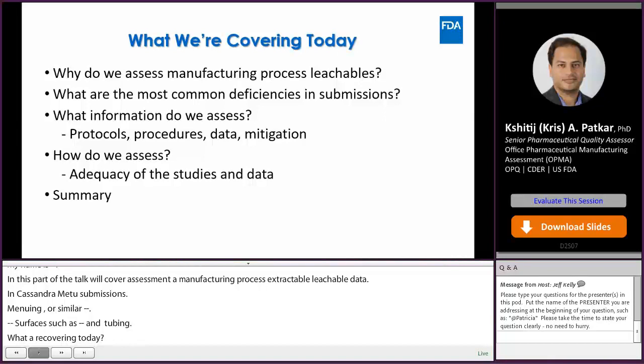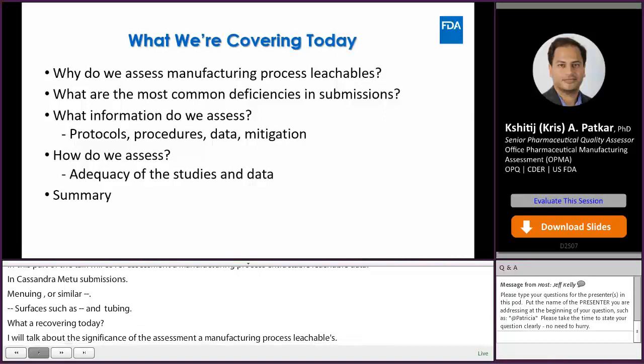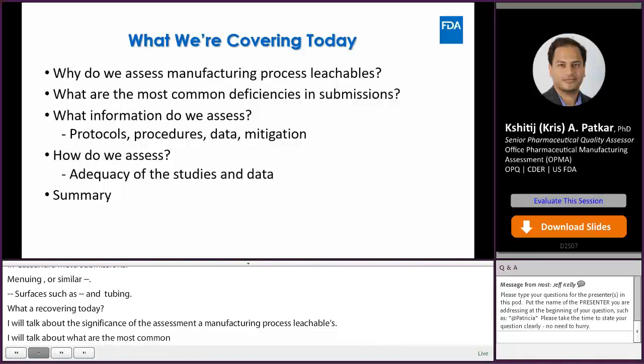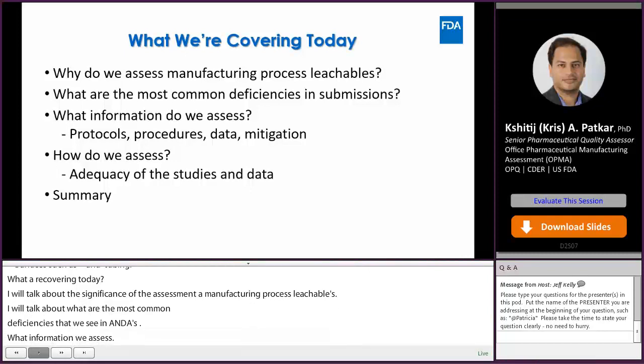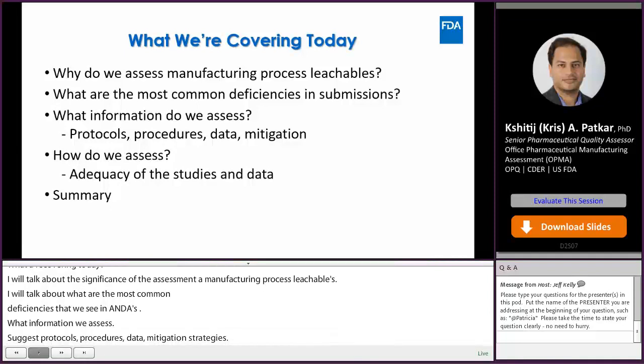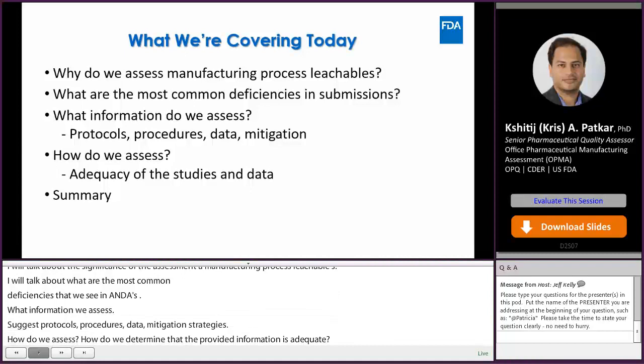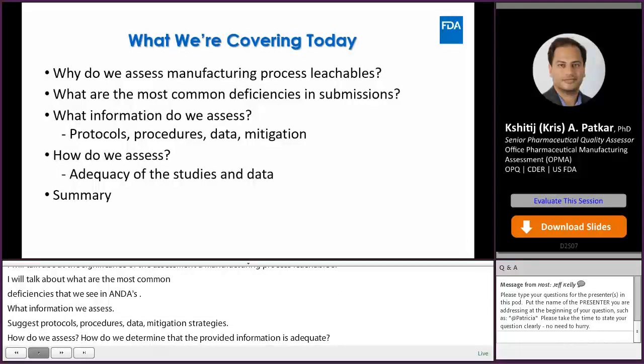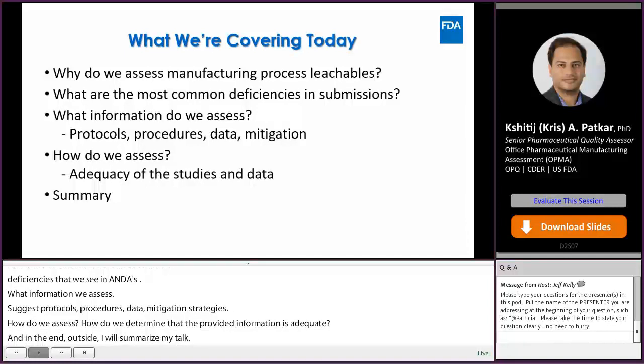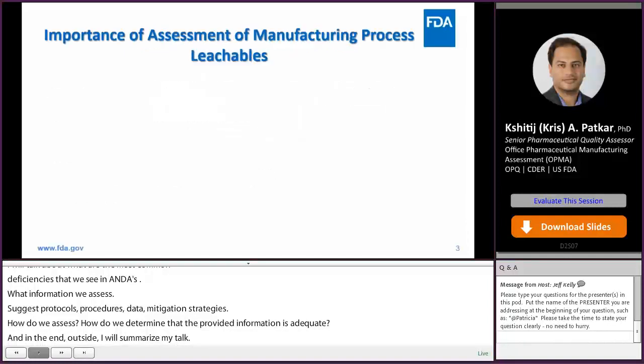What are we covering today? I'll talk about the significance of the assessment of manufacturing process leachables. I will talk about the most common deficiencies that we see in ANDAs, what information we assess, such as protocols, procedures, data, and mitigation strategies. How do we assess? How do we determine that the provided information is adequate? And in the end, I will summarize my talk.